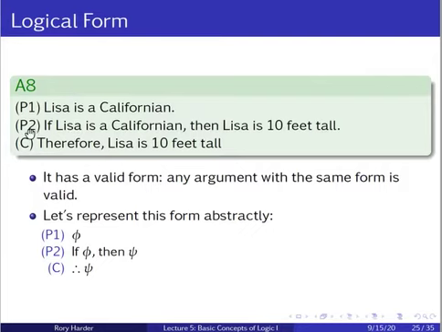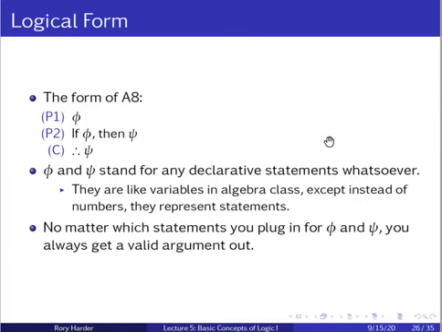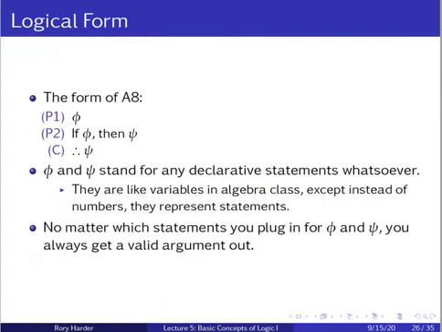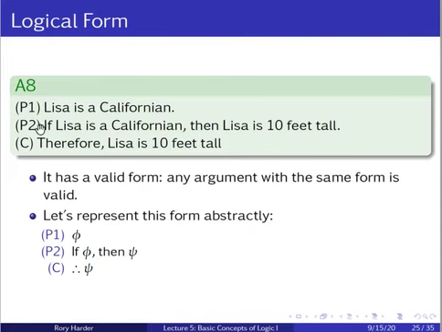So premise 2, if Lisa is a Californian, then Lisa is 10 feet tall. Premise 2 itself is a sentence. It's a conditional sentence. However, just as conjunctions and disjunctions and negations are not atomic sentences, similarly this conditional, if Lisa is Californian, then Lisa is 10 feet tall, the entire conditional, is not a basic sentence.